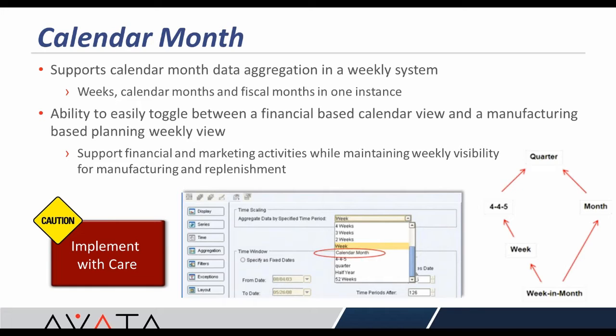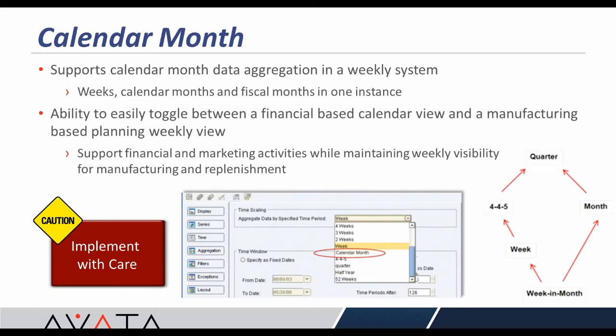Recently, we had to do a platform update for enterprise clients who wanted to have calendar months in their Demantra instance. They were on a weekly model, and the ops team used to review the data or view the forecast in weekly buckets. However, the sales and the finance teams want to see the data in monthly buckets.